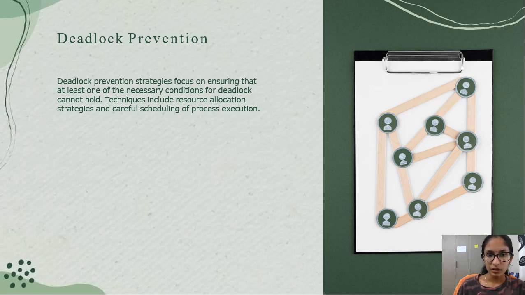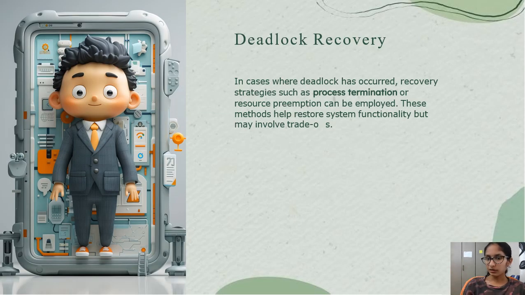Deadlock prevention. This strategy focuses on ensuring that at least one of the necessary conditions for deadlock cannot hold. The techniques include resource allocation strategies and careful scheduling of process execution, which help in prevention. Recovery strategies such as process termination or resource preemption are employed, where these methods help in restoring system functionality but may also involve trade-offs.